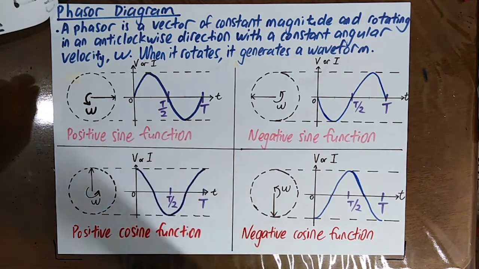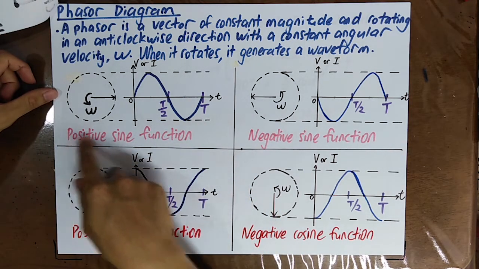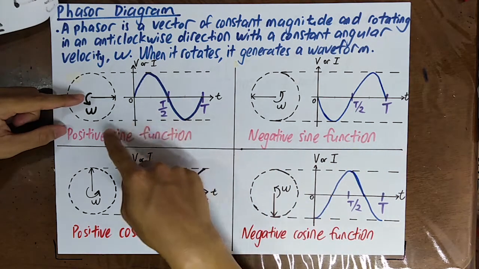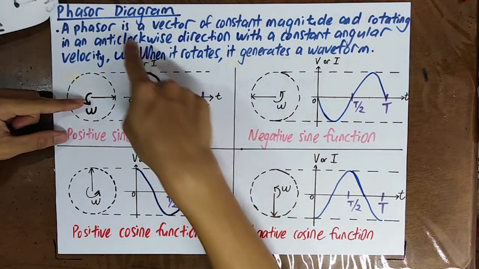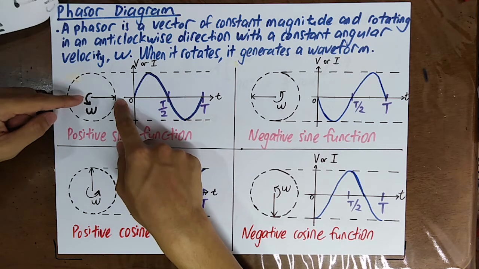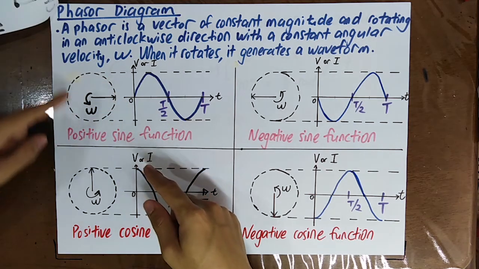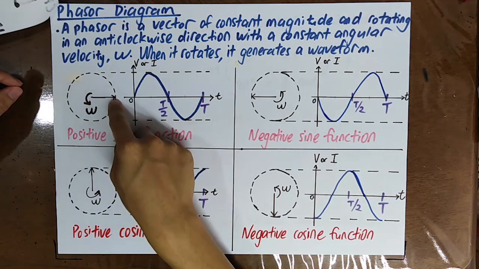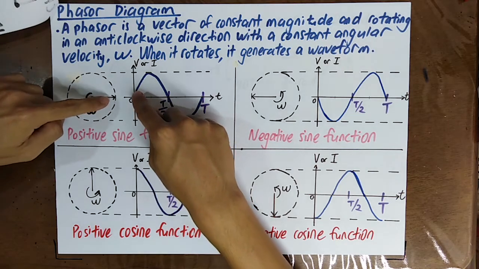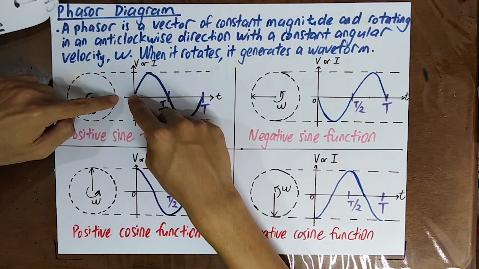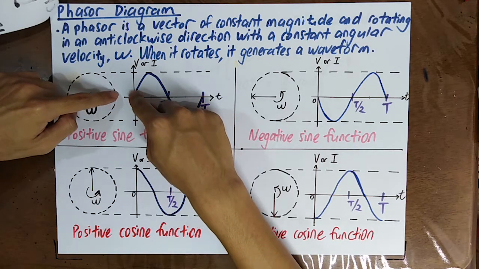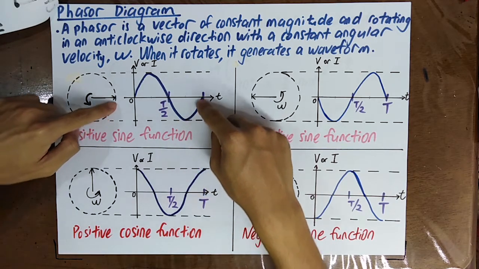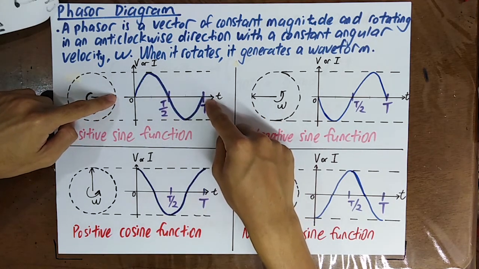Okay, so now I want to introduce you to the four different functions that you will see very frequently. The first one is the positive sine function. The phasor should look like this. Remember, the phasor will rotate anti-clockwise, and then we only consider the height of the phasor. That means that you see how the phasor rotates and how it generates the waveform here. When it rotates like this, it will generate this sine function.